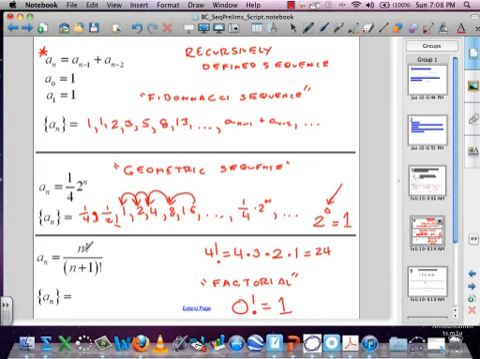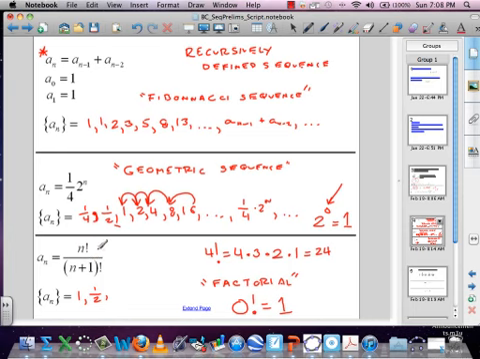So if I'm going to do the first few terms of this sequence, I have 0 factorial, which is 1, over 0 plus 1 factorial, which is also 1. So 1 over 1 is 1. Now, 1 factorial is 1. 1 plus 1 is 2. 2 factorial is 2. So I have 1 divided by 2, 1/2.